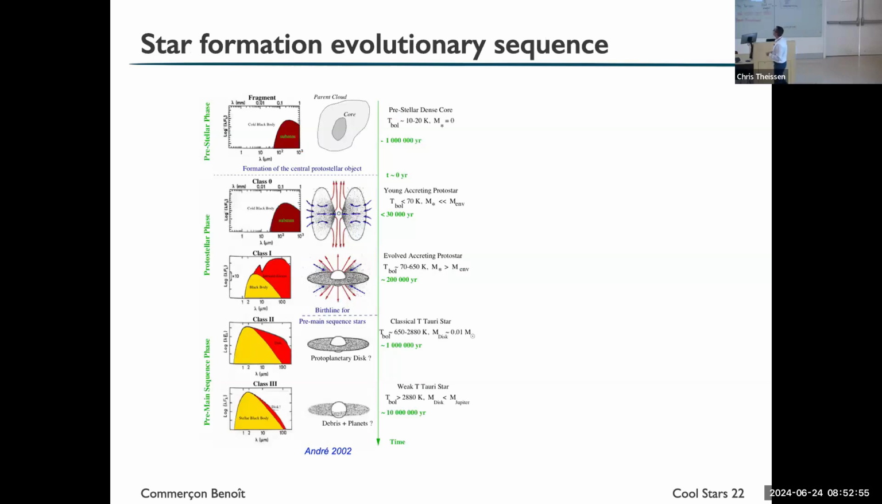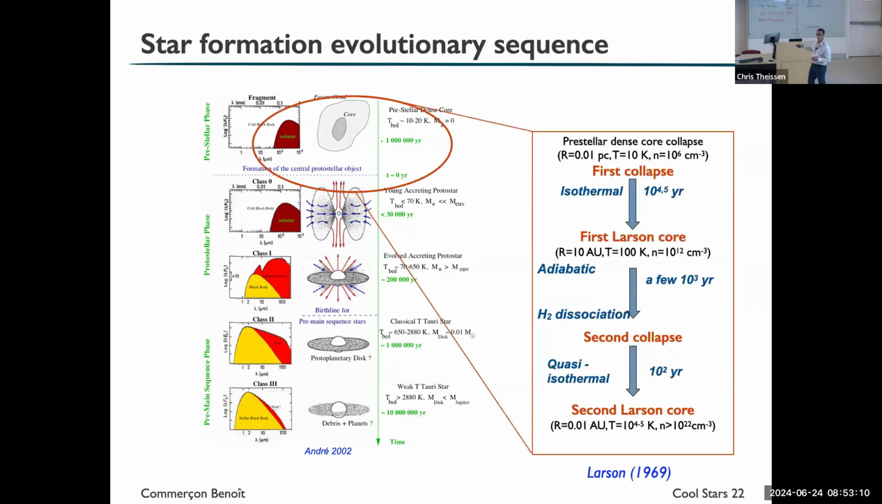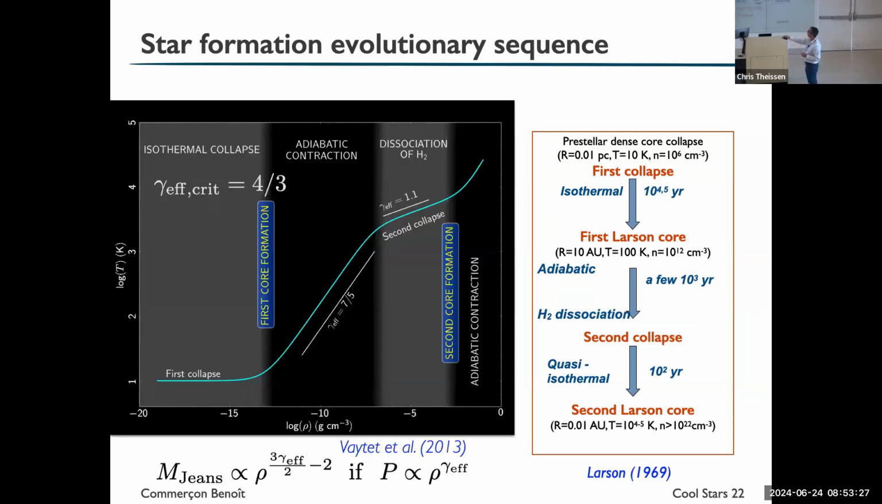Okay, so now I would like to focus on the scales I will speak about today. I think you all know this star formation evolutionary sequence based on the shape of the spectral energy distribution. Today I will focus on the transition between the prestellar phase and the protostellar phase. So this is the collapse phase, and this collapse can be divided into 4 steps. This classification was made after the seminal work of Larson in '69, and it is still valid today for low mass stars. So let me go through these steps. You see here the evolution of the temperature as a function of the density in a collapsing core.